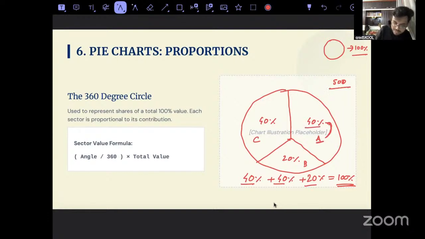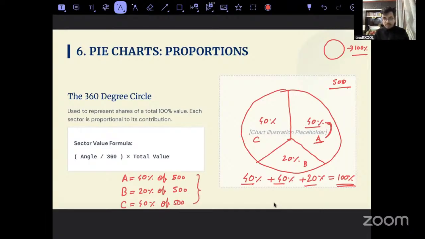So here, A is equal to 40% of 500. Cool. B is 20% of 500. C is again 40% of 500. If these three things are clear to you, you can understand what a pie chart is wanting you to say. Again, I'll repeat how we have interpreted this.